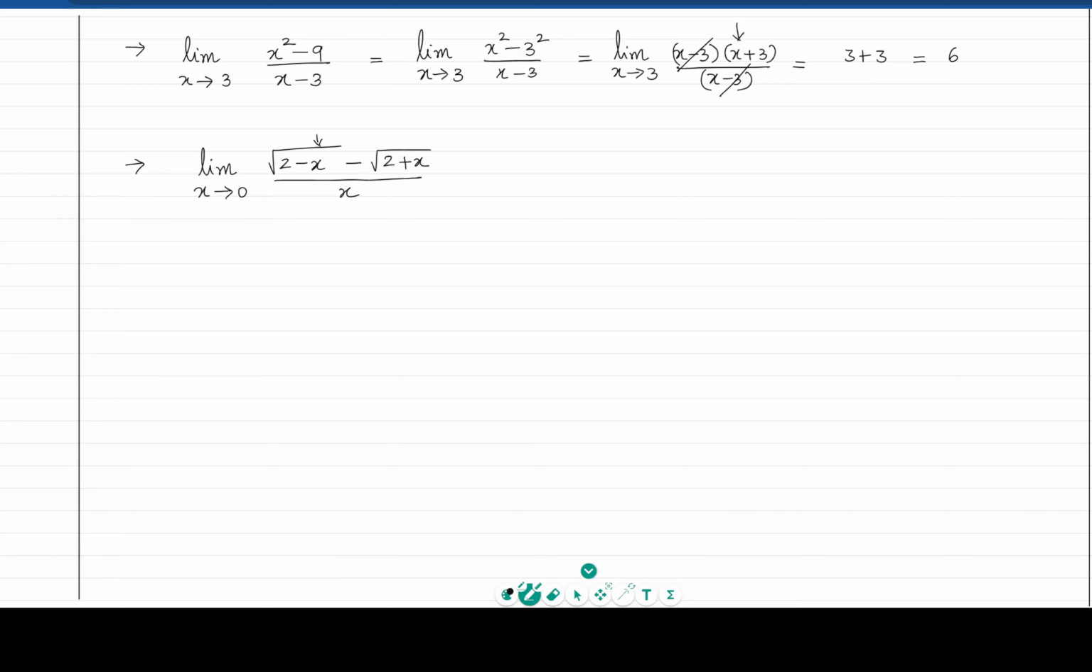And this function is such that we cannot factorize it using any identity or any other method. So the only thing we can do here is multiply the numerator and denominator with the conjugate of the numerator. The conjugate of the numerator here is square root of 2 minus x plus square root of 2 plus x, and we will multiply the numerator and the denominator with the same value.